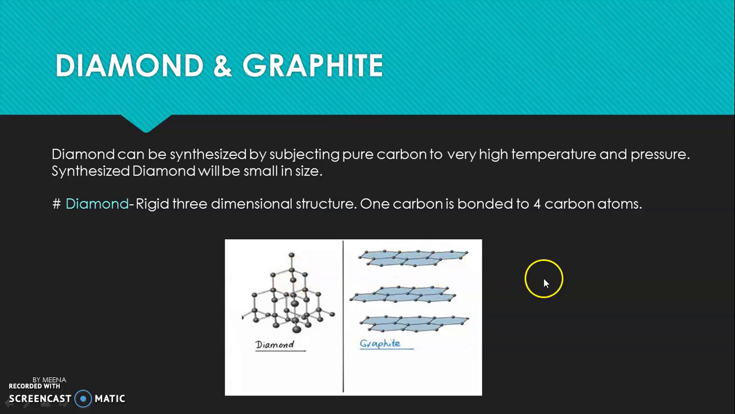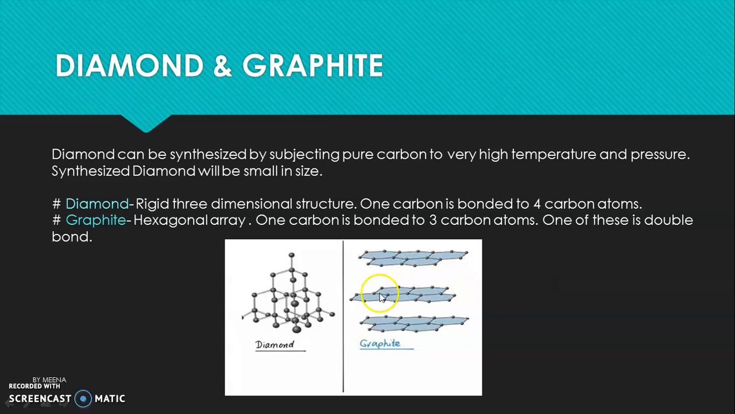Now if you check graphite, it is in a hexagonal array. Here, if you check one carbon, just check this one carbon, 1, 2, 3. Check here, 1, 2, 3. So this carbon is bonded to 3 different carbon atoms, in the sense it contains one double bond. So in diamond, there is no double bond. In graphite, there is one double bond. This is a 3-dimensional structure and this is the hexagonal array. So this is the end of part 1 recap.